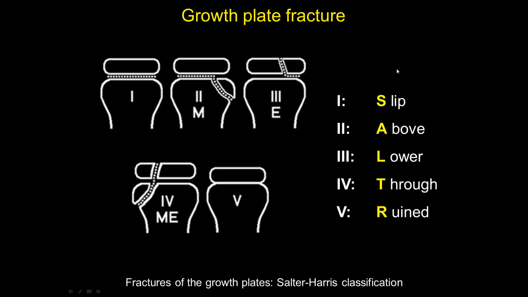This is SALTER, where in Salter-Harris 1, we have a slip of the growth plate. In 2, there is a lesion above the growth plate. In 3, it is below the growth plate. Type 4 Salter-Harris lesion really crosses the growth plate, so it goes through the growth plate. And in the rare case of Salter-Harris type 5, we have a crush injury, and thus the growth plate is ruined. So from type 1 to 5, we can use this mnemonic SALTER, which makes it really easy to remember.